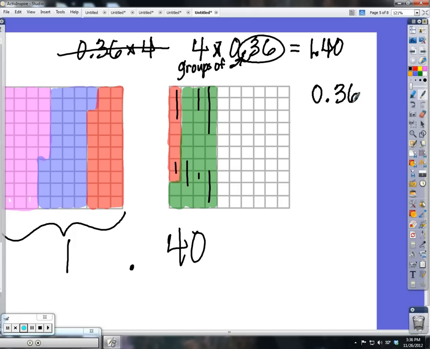Now, using the traditional algorithm, I'm going to put the number with the most digits on top. So 36 hundredths has the most digits. I'm going to multiply that by 4. So notice I just switched right back around using the commutative property back to the original problem.